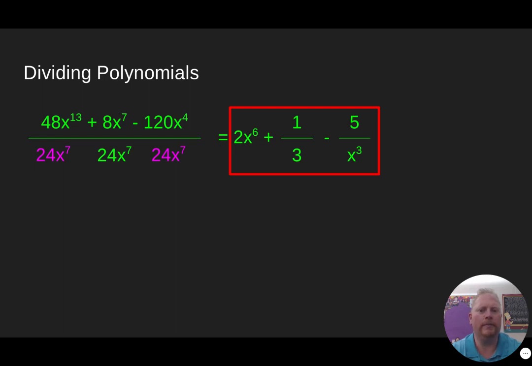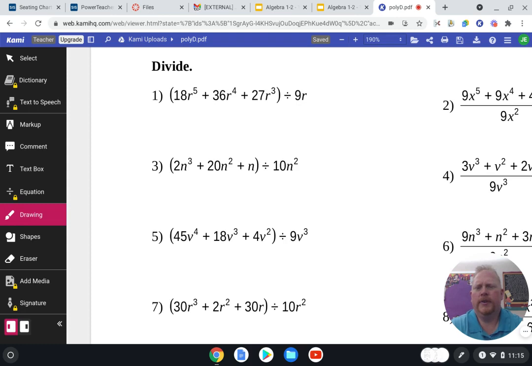Let's look at a few more examples and really get a handle on this. So here we've got several examples. We're not going to do all of these, just a handful of them, but I really want to get a handle on what we're doing here. Question number 1 shows you this polynomial divided by 9r. So what I'm going to do is divide each term by 9r.